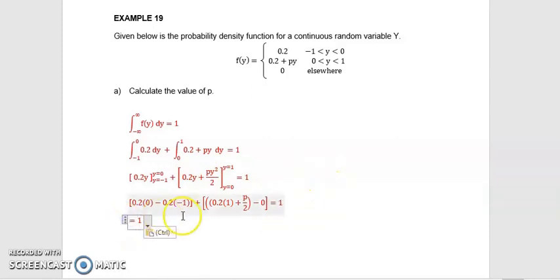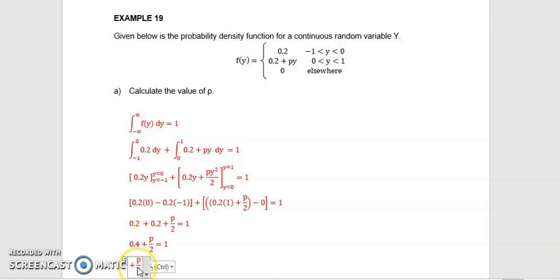If we calculate here, 0.2 multiplied by 0 is 0. 0.2 multiplied by -1 is negative 0.2, and negative negative is positive, so positive 0.2. Plus 0.2 multiplied by 1, 0.2, plus p over 2. So we get 0.2 plus 0.2 plus p over 2, equal to 1. Then 0.2 plus 0.2 is 0.4, so 0.4 plus p over 2 equals 1.